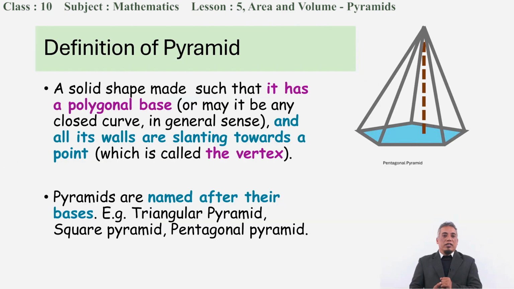First of all, definition of pyramid. A solid shape made such that it has polygonal base, or may it be any closed curve also in general sense, and all its walls are slanting towards a point, and that point is called the vertex. And pyramids are named after their bases, such as triangular pyramid, square pyramid, pentagonal pyramid, etc.